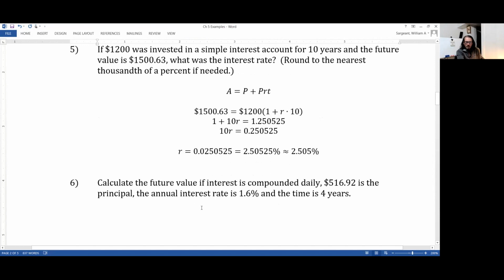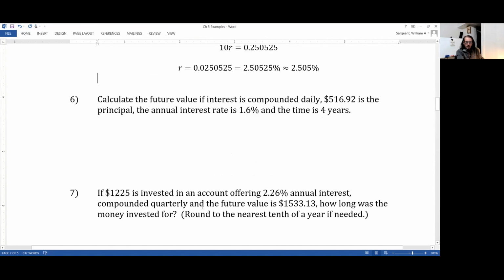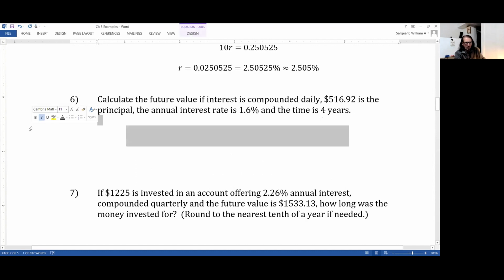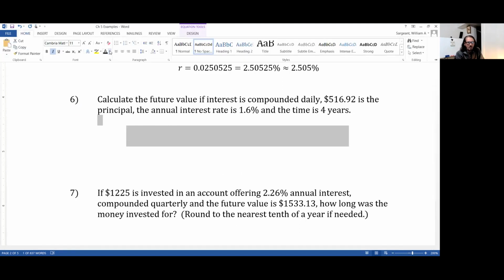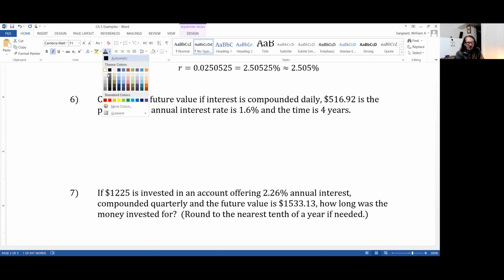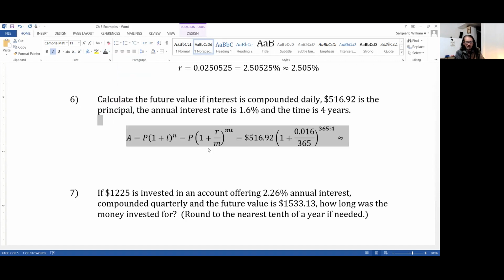Now we have a compound interest question. It is not saying continuous compound interest. It just says compound. Continuous is at every moment of time. This says daily. So M in your formula is going to be 365.